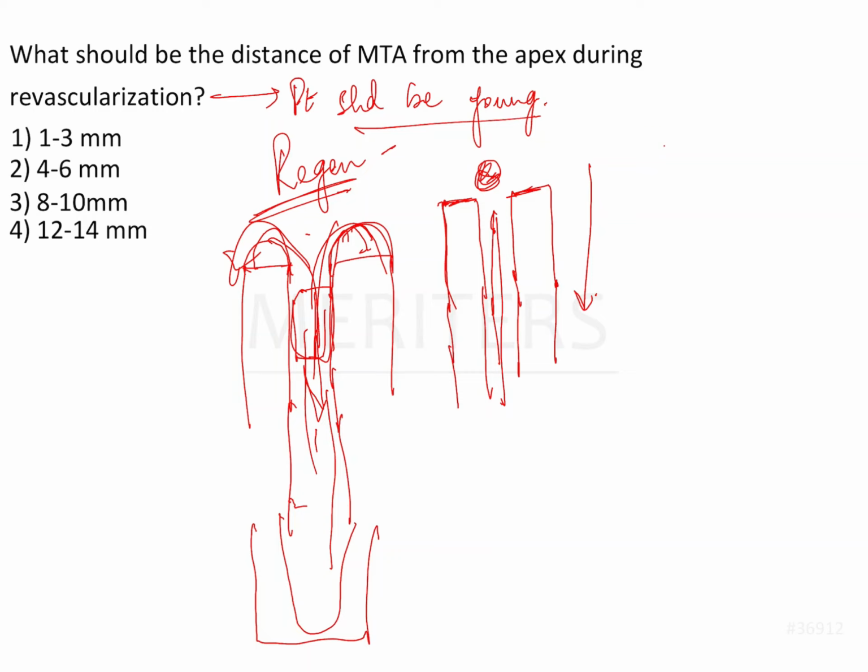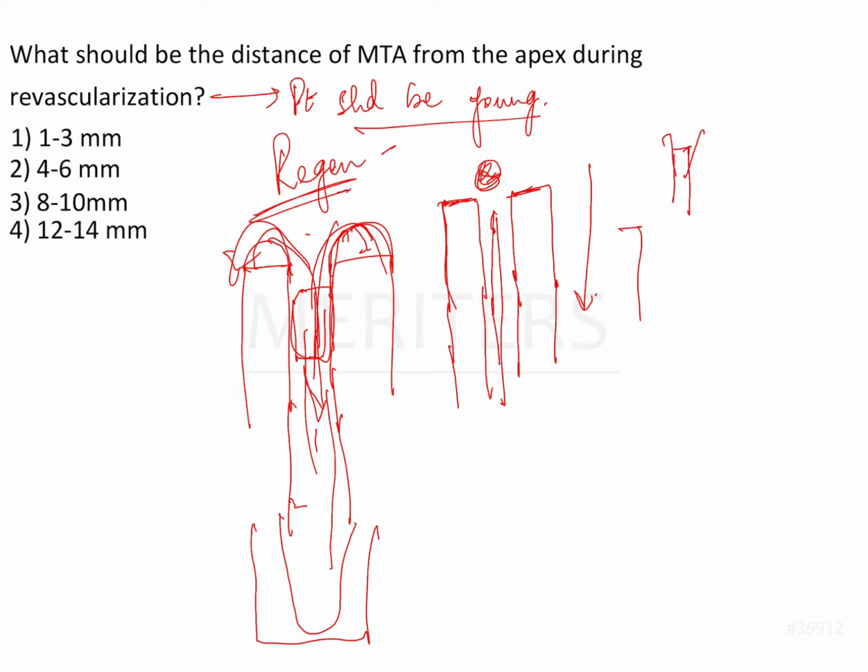What it does is it helps in formation of a cementum-like substance, and it also helps in stimulating the cementoblasts, or the cementoblast-like stem cells, which are present at the apex or in the periapical tissues, helping in completion of the root apex formation. That is the reason why you need to place MTA at the apical area. However, this MTA should be at a position of 1 to 3 mm from the apex.